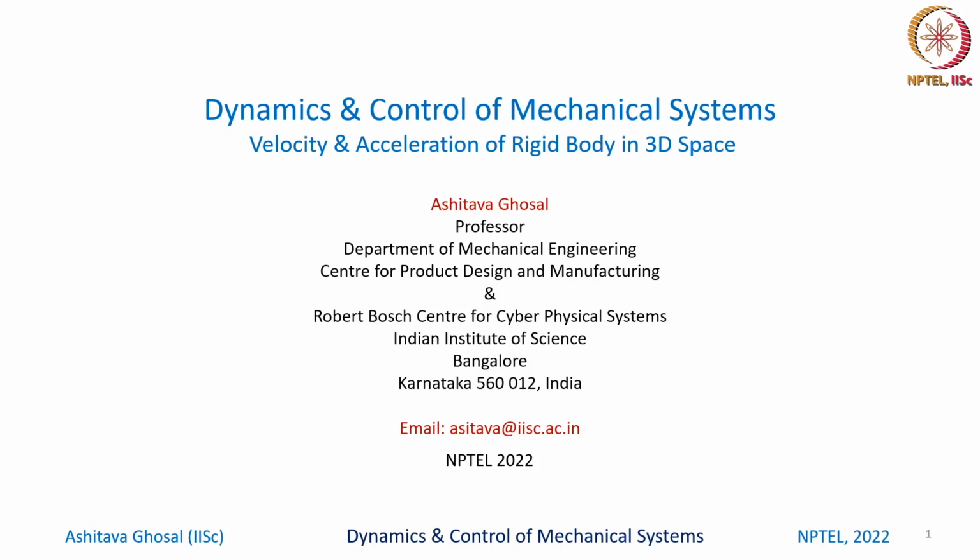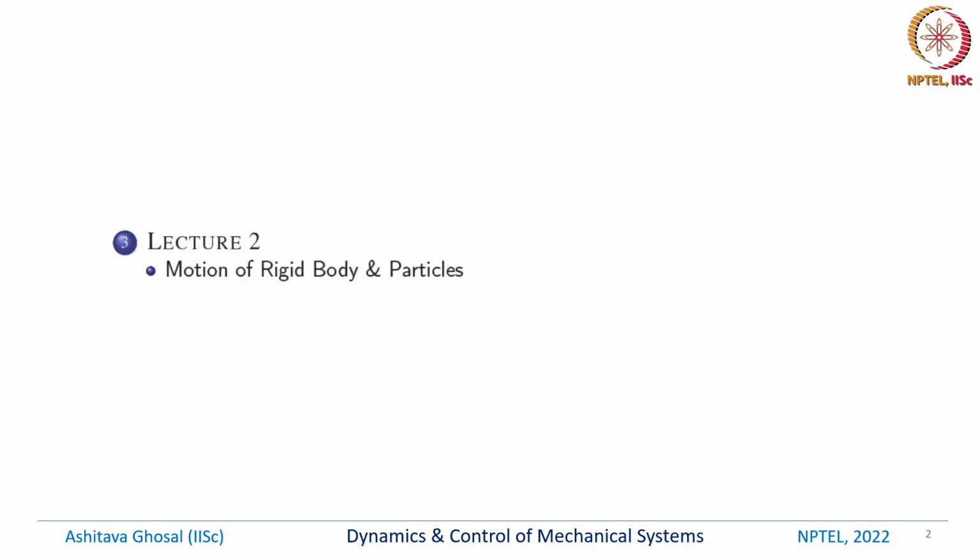In the last week, we had looked at position and orientation of a rigid body and combined motion of a rigid body consisting of translation and rotation. In this week, we will look at the velocity and acceleration of rigid body in 3D space. In this lecture, we will look at the motion of rigid bodies and particles.